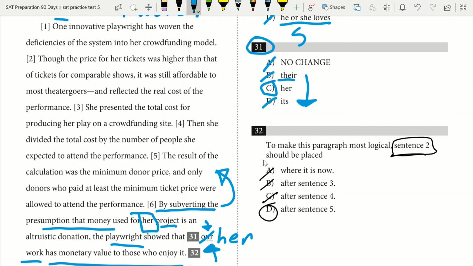So for example, if there was a name, you'd want to use the name. Or if there was a proper noun, you'd want to use the proper noun. So that's another thing that you should know for the SAT writing section. Hopefully this video is helpful.